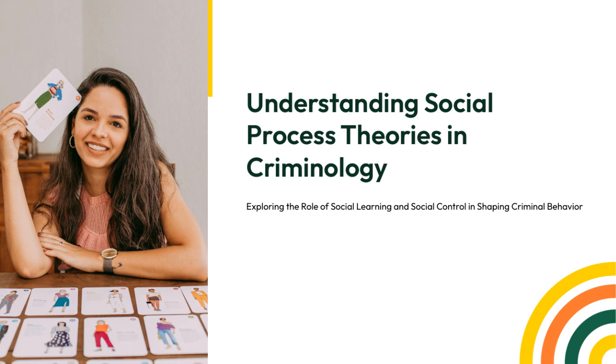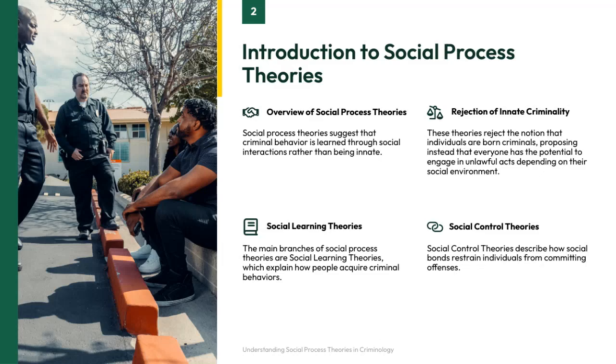Let's get started. Social process theories focus on the idea that criminal behavior is something people learn through their interactions with others, rather than something they're born with. These theories challenge the old belief that some individuals are naturally criminals from birth. Instead, they suggest that anyone could potentially commit crimes, depending on the social environment they're exposed to.